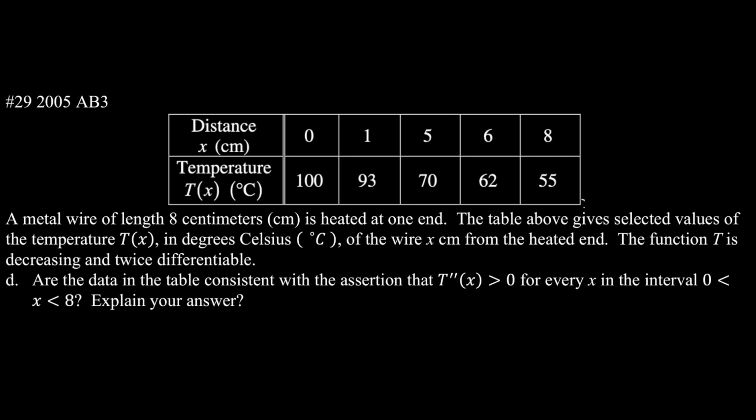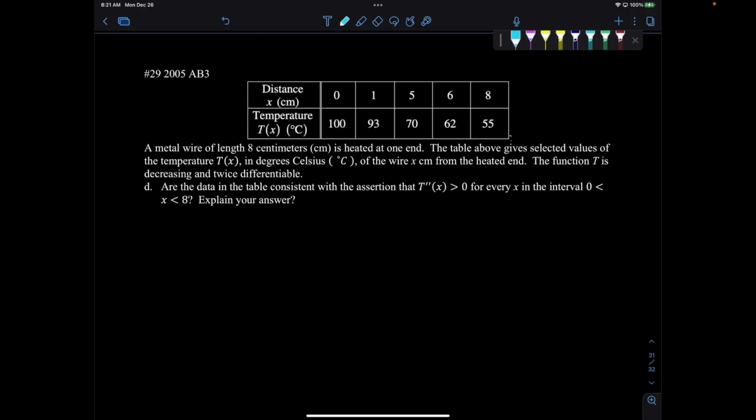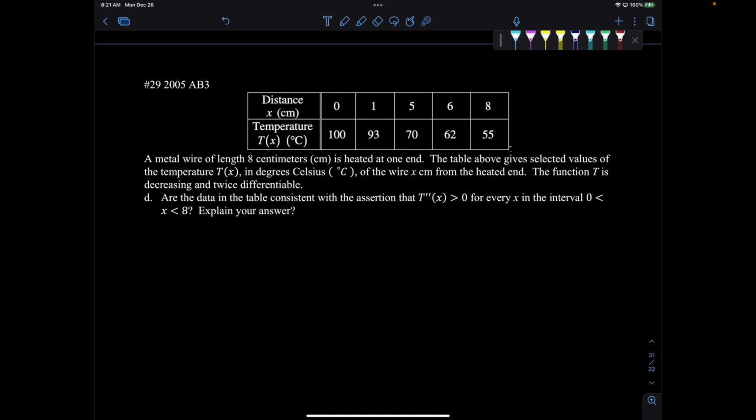Number 29. And this probably looked similar, maybe. This is 2005 AB3, a metal wire of length 8 centimeters heated on one end. The table above gives selected values of the temperature in degrees Celsius of the wire, x centimeters from the heated end. Turns out you don't really need to understand that to do this problem, I think. The function T is decreasing and twice differentiable. Are the data in the table consistent with the assertion that T double prime is greater than 0 for every x in the interval 0 to 8? I wish I had formatted that differently. Explain your answer.